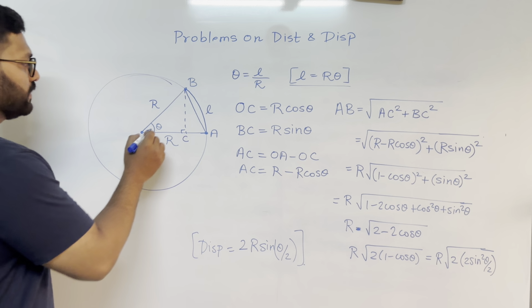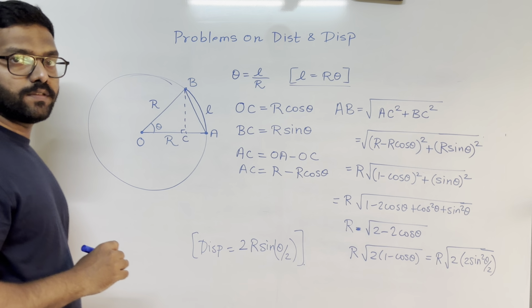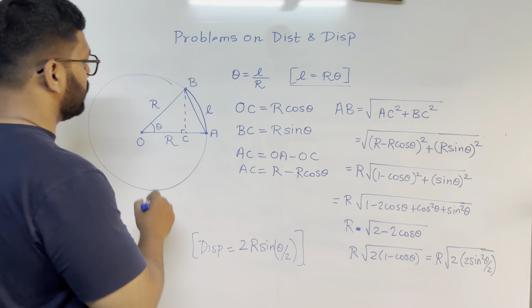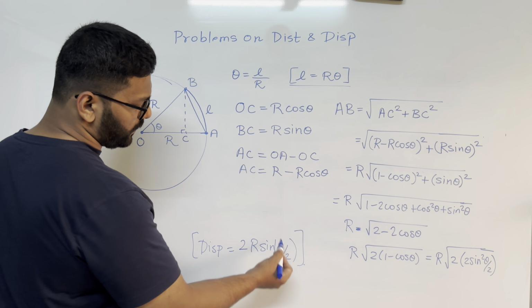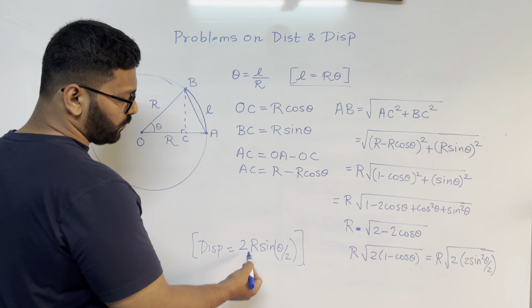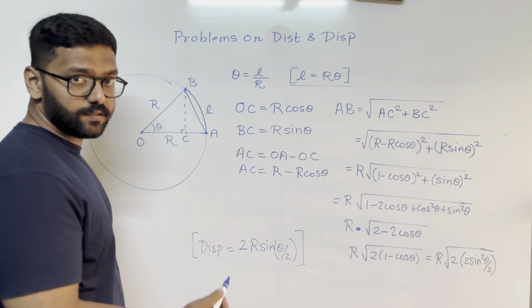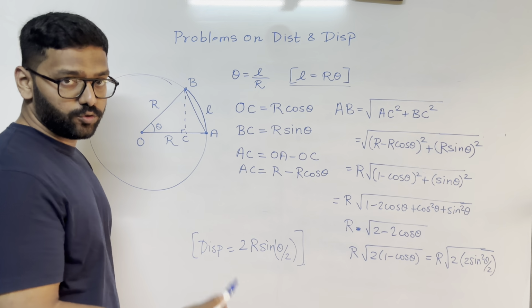If we take theta equal to 90 degrees, then you should get root 2 r, right? So let's check. If theta is pi by 2, then I am getting sine pi by 4, which is 1 by root 2. So 1 by root 2 times 2r is root 2 r. So again I am getting the same result. So this is a correct formula, and of course this is also a correct formula. Okay, so let's look at another question.